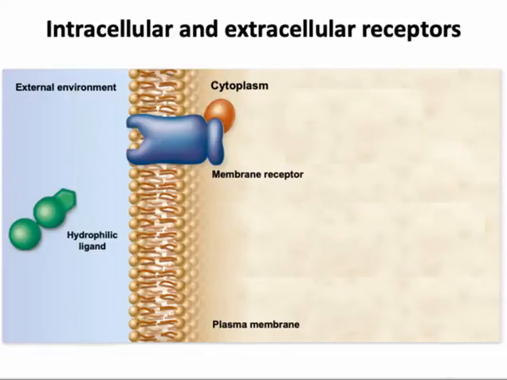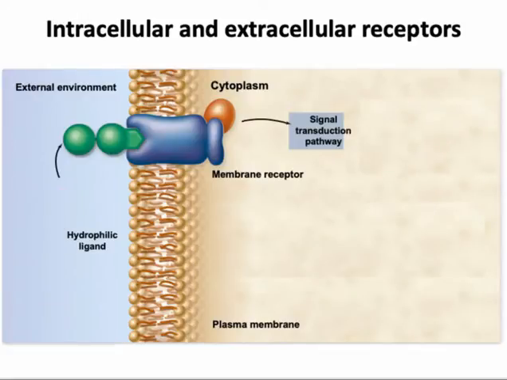The other type of ligand are hydrophilic ligands. So these are polar molecules that are water-loving but cannot cross the plasma membrane. So in this case, the receptor is located on the surface of the cell, on the surface of the membrane. The ligand will bind to the receptor without having to enter the cell. And the receptor is a transmembrane protein.